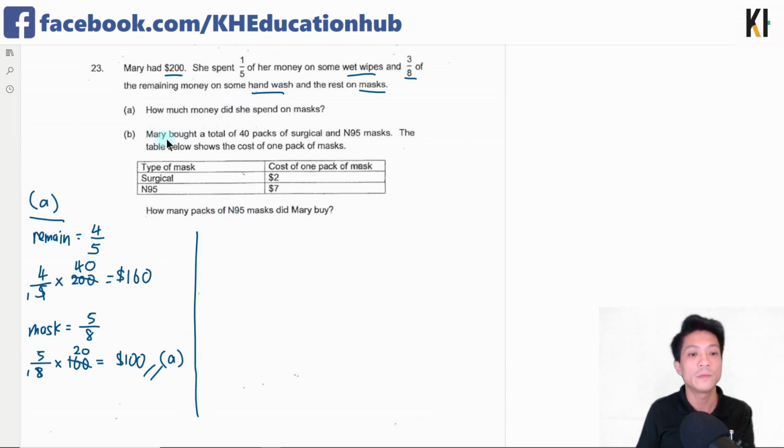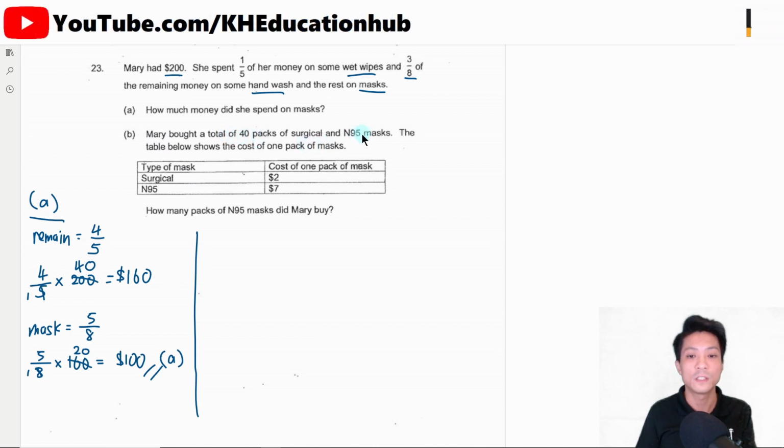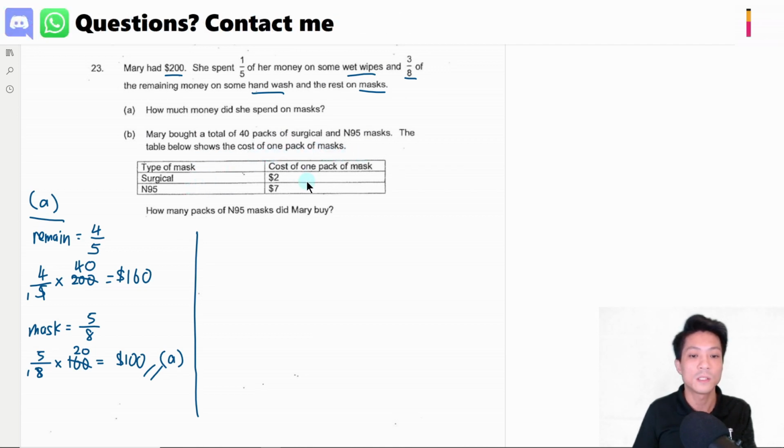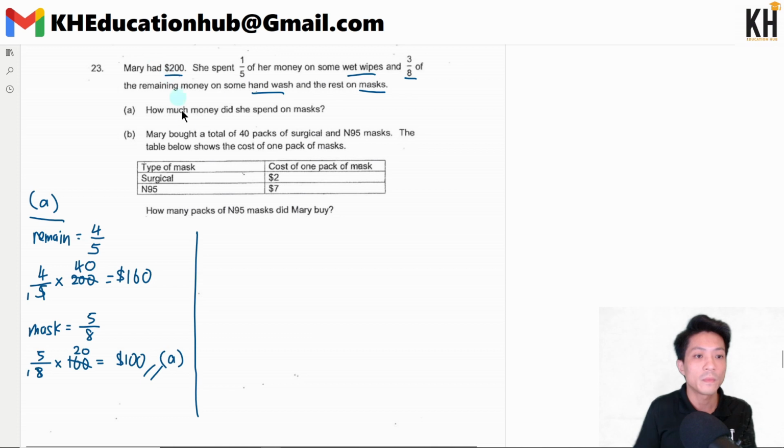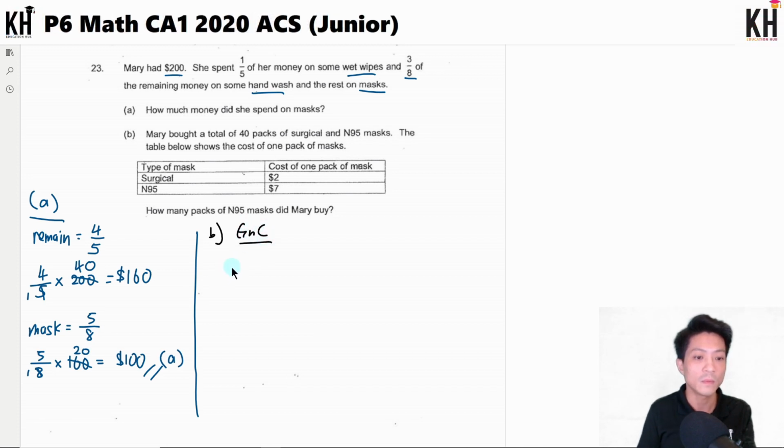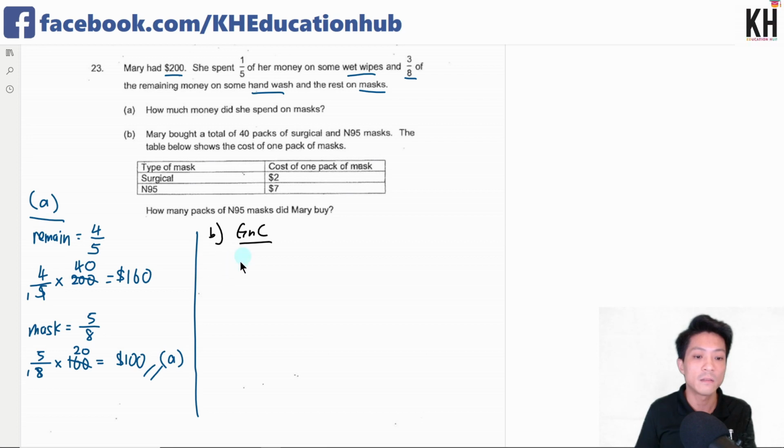For part B, Mary bought a total of 40 packs of surgical and N95 mask. The table below shows the cost of one pack of mask. So the surgical mask is $2 and the N95 is $7. How many packs of N95 mask did Mary buy? So in this part B, you either use guess and check or supposition. I'm gonna use guess and check. So I'm going to start off with 20 surgical and 20 N95.